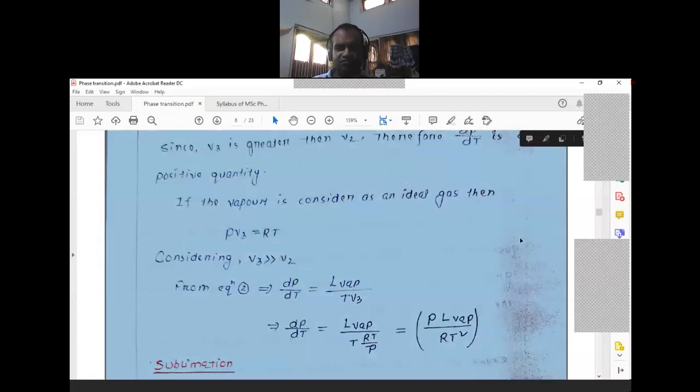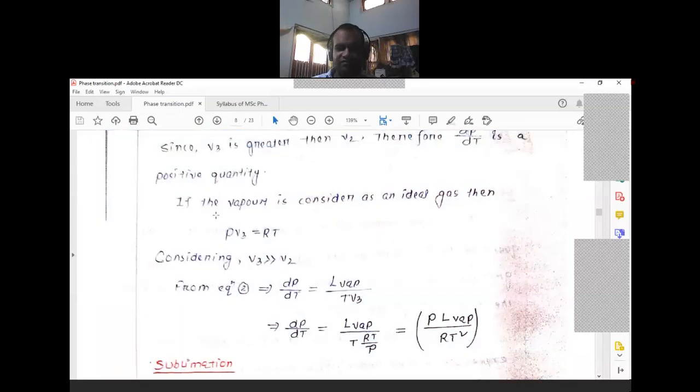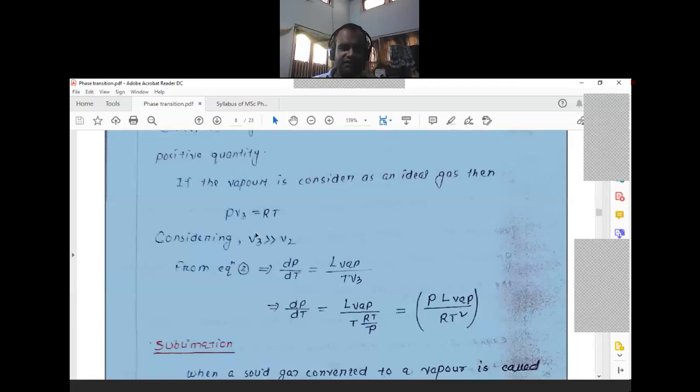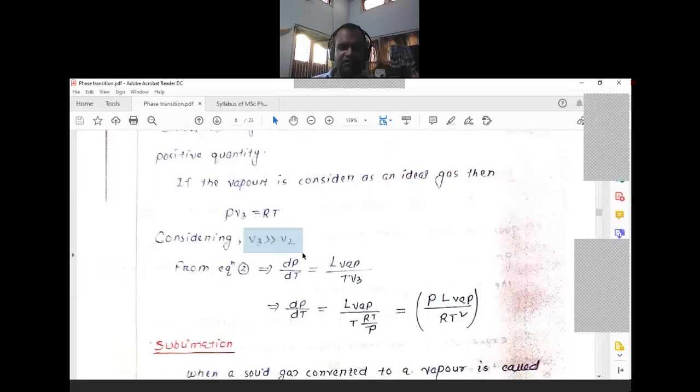Now, if the vapor is considered to be an ideal gas, what will happen? You already know the ideal gas equation from thermodynamics. So PV equals RT. This is the ideal gas equation.